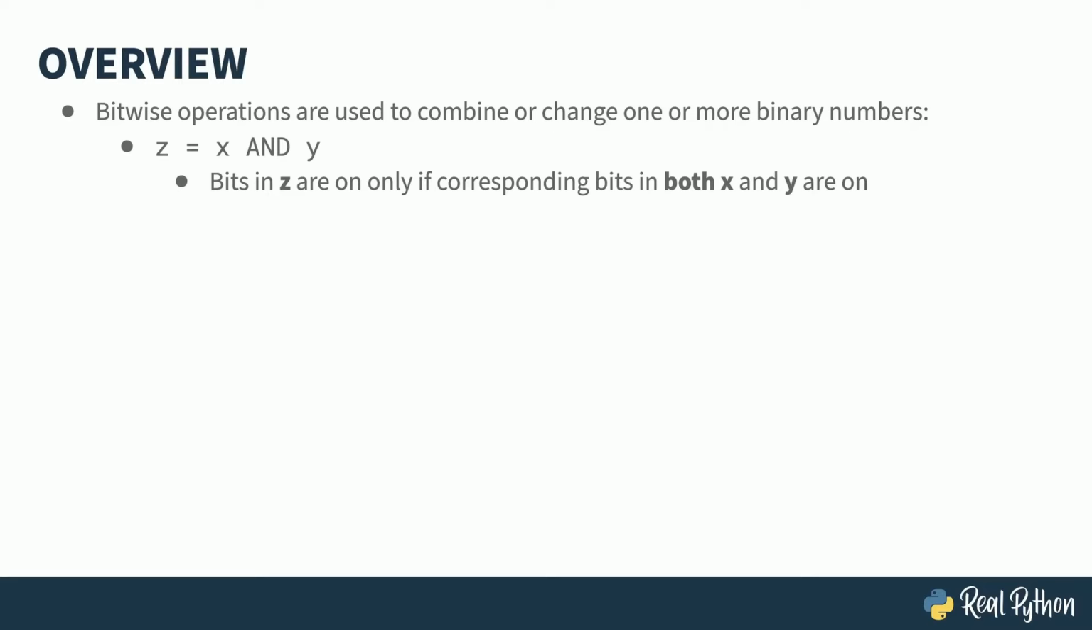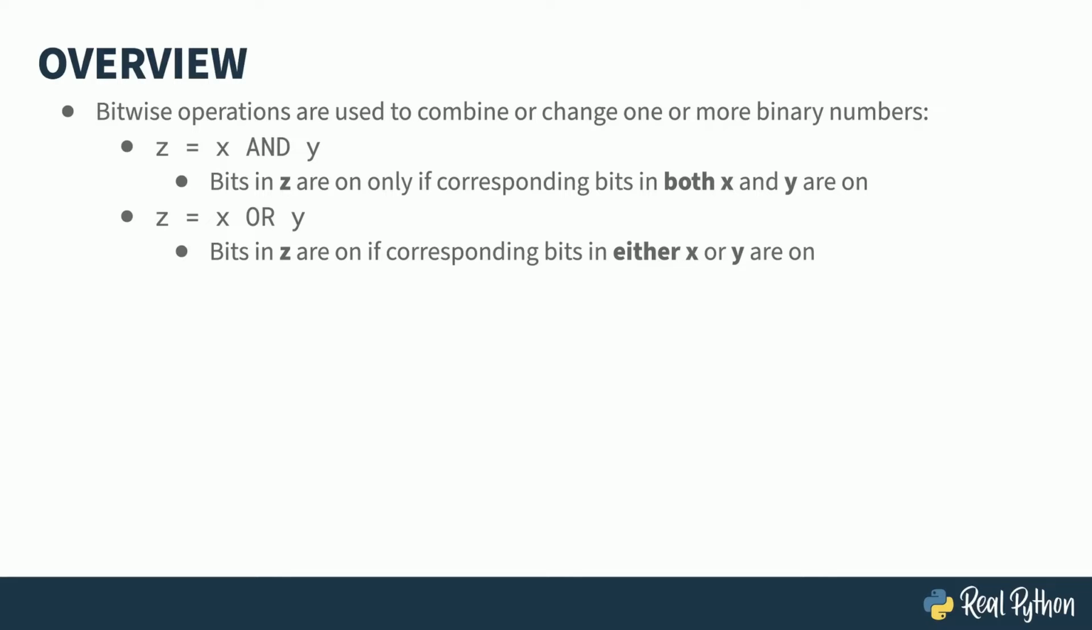The first bitwise operator I'm going to talk about is AND. AND combines two binary numbers, comparing the corresponding bits in each. If the corresponding bits are both 1 in the numbers being combined, then the bit is 1 in the result.